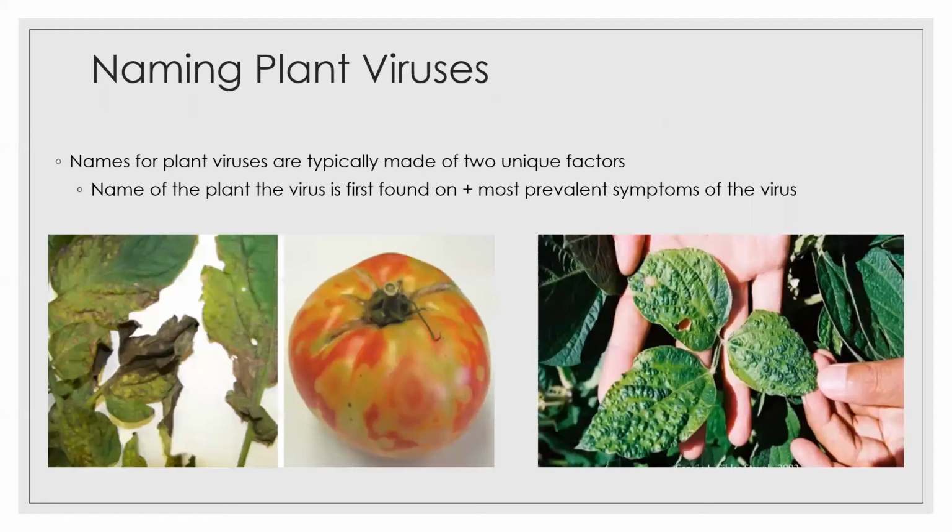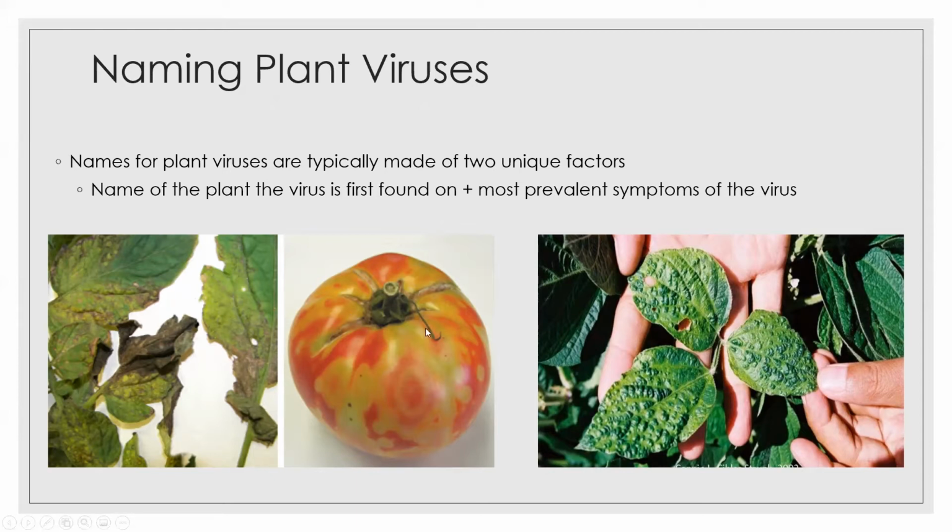So, how do we name plant viruses? I think of plant viruses as being broken up into two parts. The first part is going to be the plant that this virus was first found on, and then we're going to follow that in its name with whatever symptoms it has that are the most prevalent. So, over here, this is all one virus.